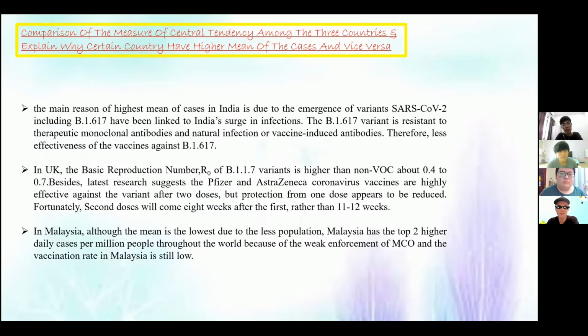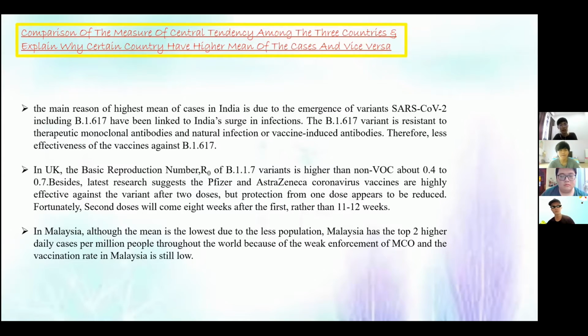Therefore, India will increase exponentially in their daily cases. In the UK, the variant B.1.1.7 will increase the reproduction number, or R0, compared to the non-variant of concern by about 0.4 to 0.7. Besides, the latest research suggests that the vaccine is highly effective after 2 doses, but the protection from 1 dose appears to be reduced. Therefore, the second dose will come 8 weeks after the first.